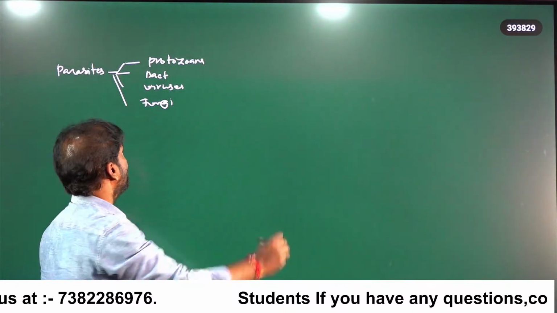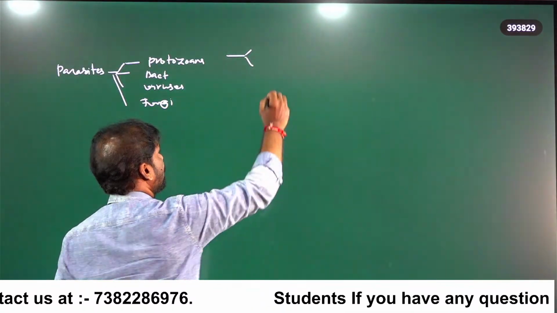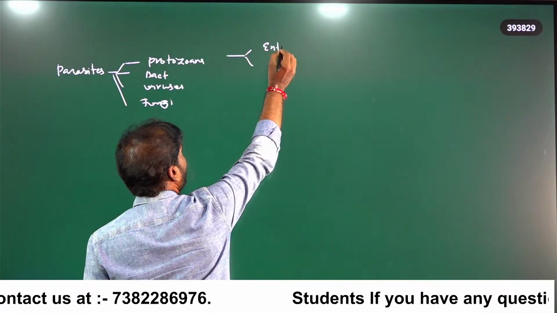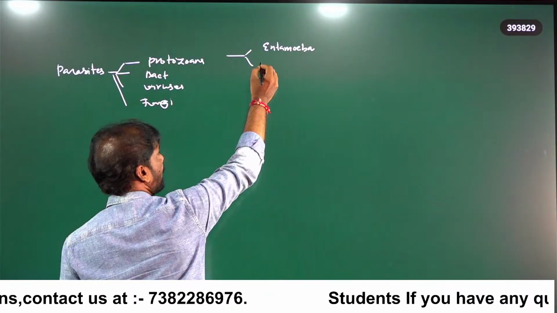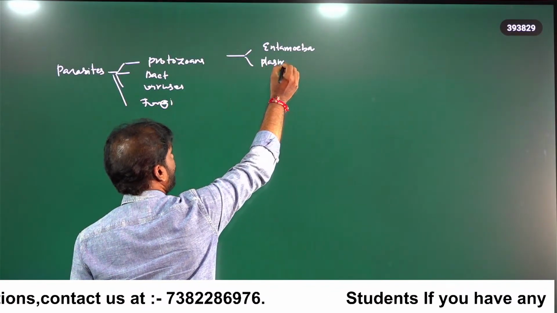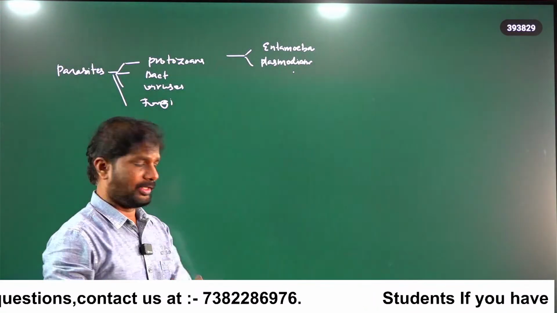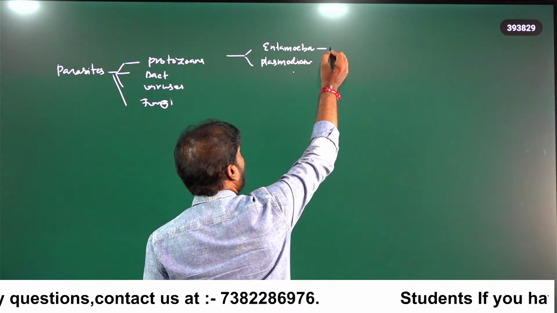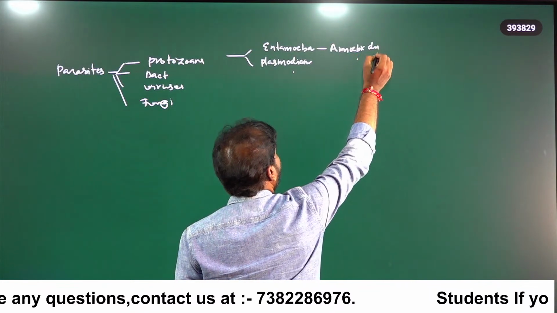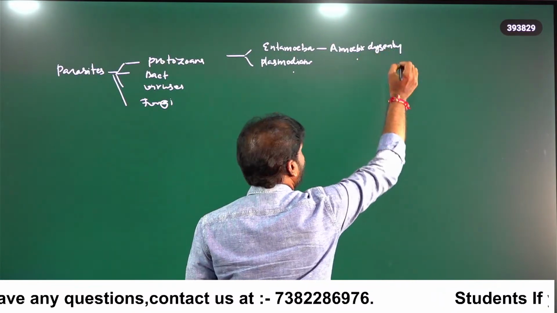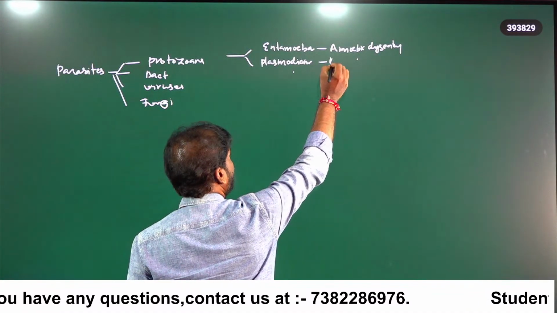Among the protozoans, we can take examples from our syllabus. One is Entamoeba, and the second is Plasmodium. Entamoeba causes the disease known as amoebic dysentery, and the Plasmodium parasite causes the malaria disease.